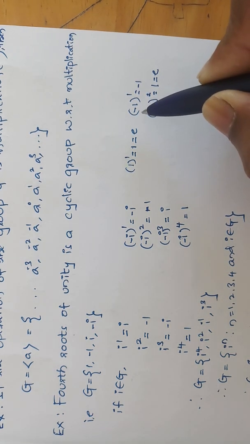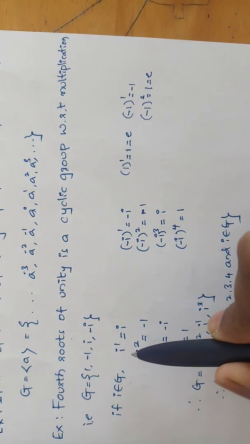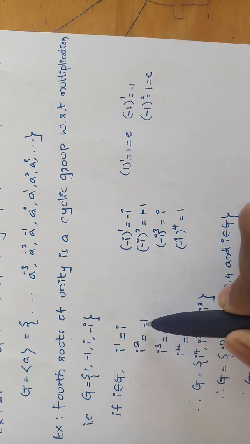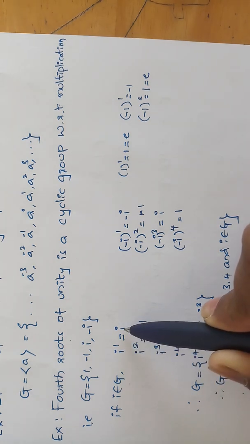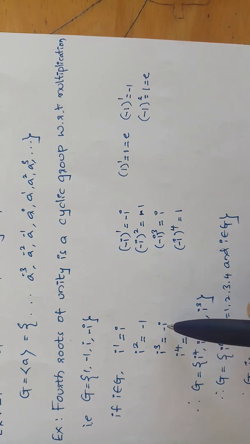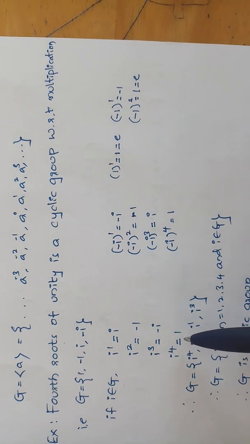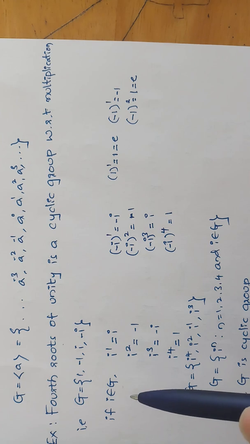But from 1 and minus 1, we can't generate all the elements of the group. But if you take i: i to the power 1 is i, i to the power 2 is minus 1 because i squared is minus 1, i to the power 3 is i squared times i, which is minus i, and i to the power 4 is minus 1 times minus 1, which is plus 1. So from i we get all the elements: 1, minus 1, i, minus i. Therefore i is the generator of the group.